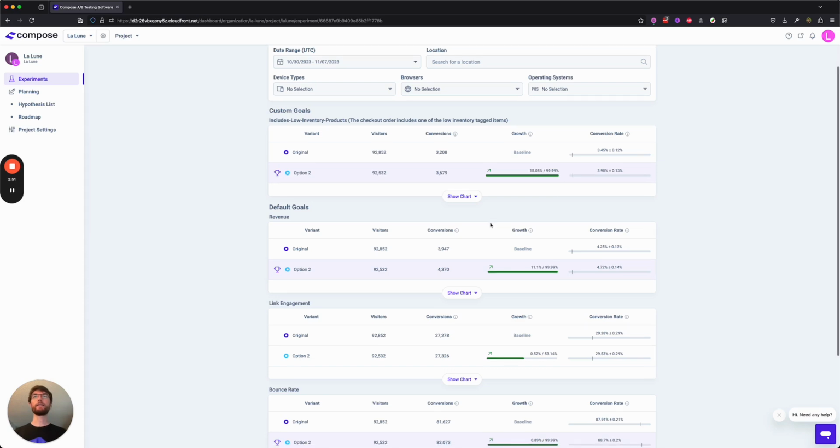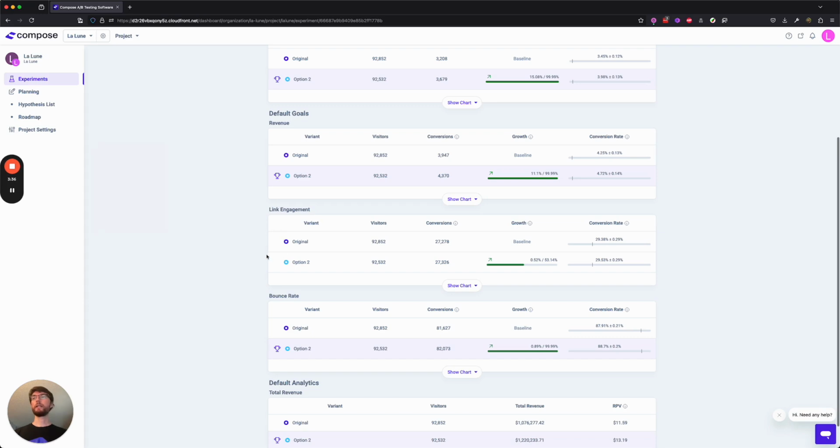We can see a similar thing with our revenue here, where we have a large improvement, and this goal as well has hit stat sig with 99.99% confidence. So that's as good as you're going to get here when A/B testing. And you can see when this confidence does hit stat sig, we give this little icon for a variant winner. That's a variant that is improving over the original and is statistically significant in its improvement over the original.